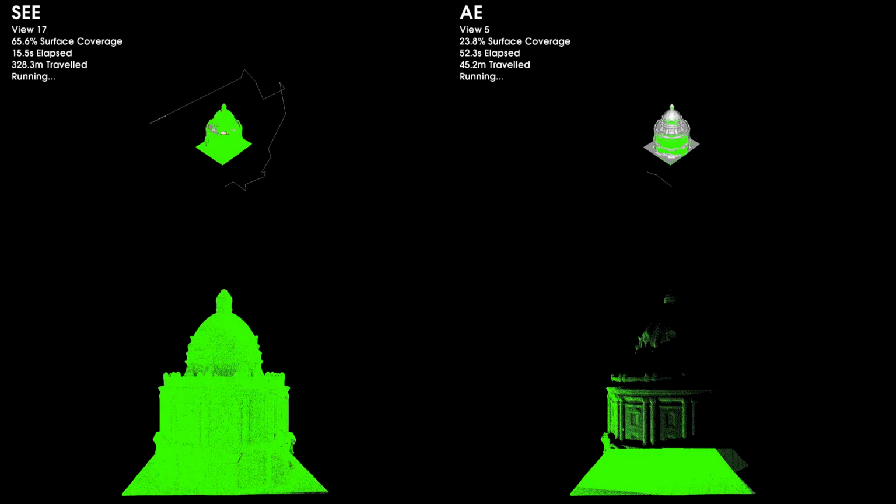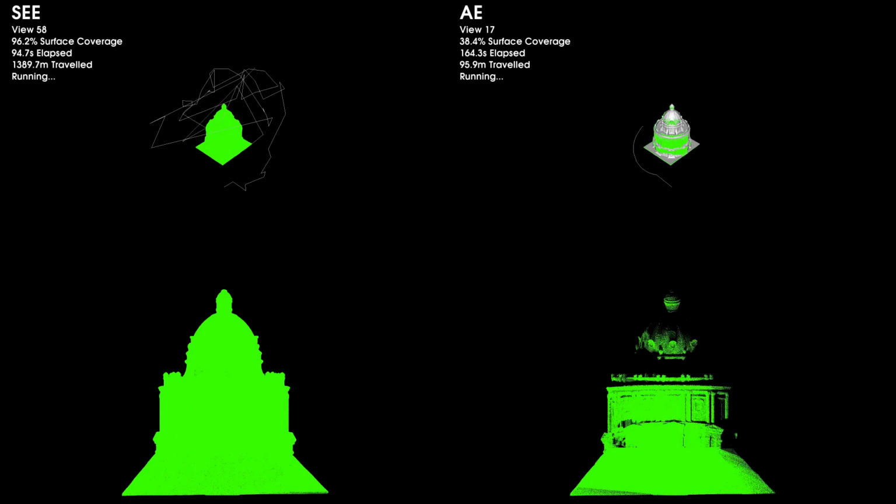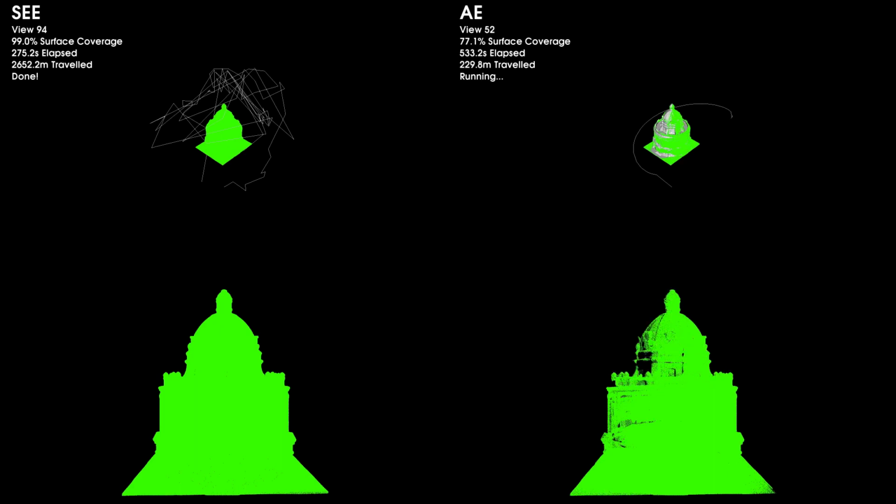This video shows a time-synchronized comparison of SEE and the average entropy, or AE, approach, running on a model of the Radcliffe Camera in Oxford. AE was presented by Kriegel et al. in 2015, and the implementation used was published by Isler et al. in 2016. You can see that SEE completes observation of the model in less time than AE, while also obtaining higher surface coverage, although it does travel a further distance to do so.